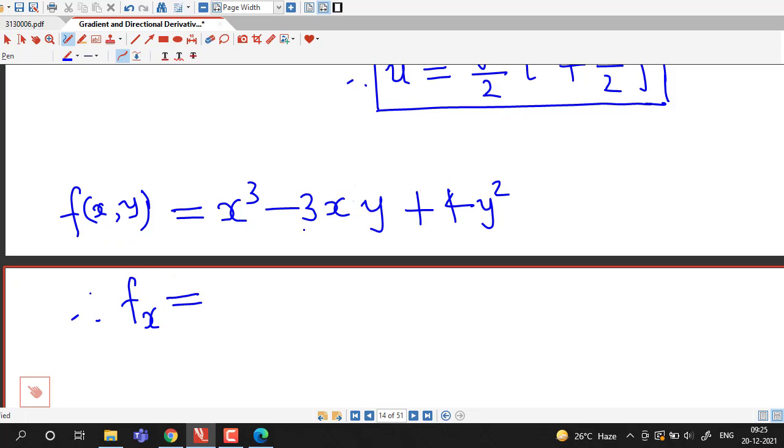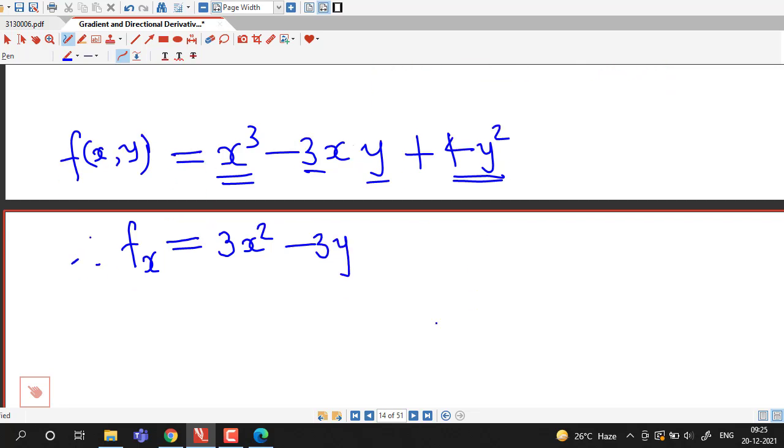So for del f by del x we consider y as constant. So the derivative of this term is 0. The derivative of x cube is 3x square. Here minus 3y is constant. The derivative of x is 1.